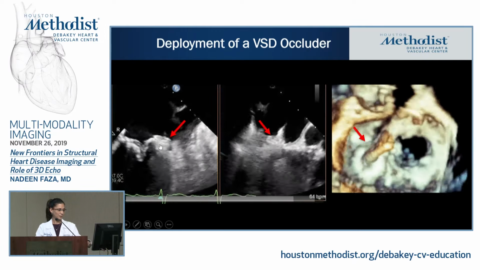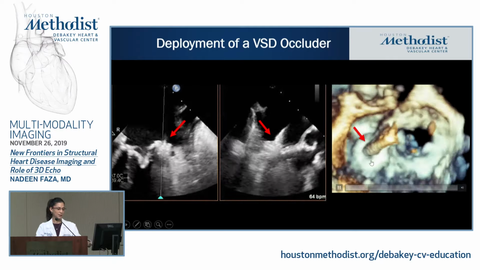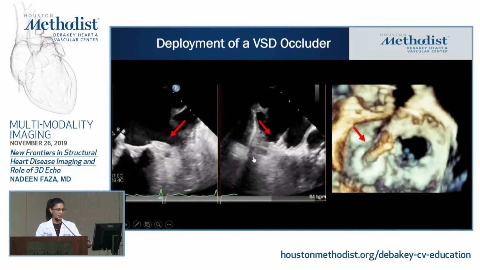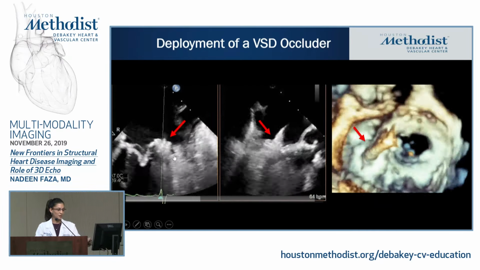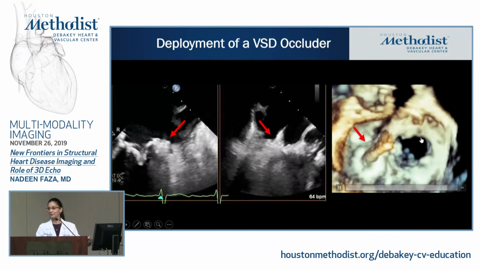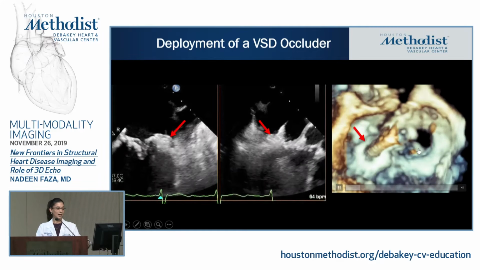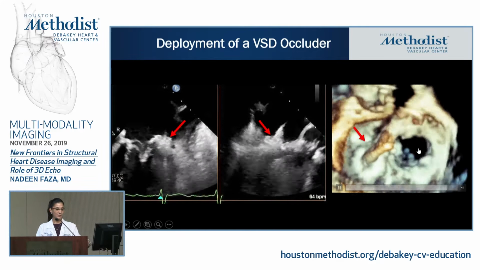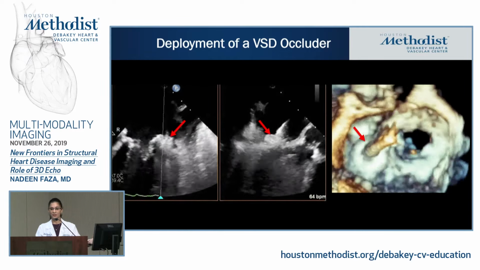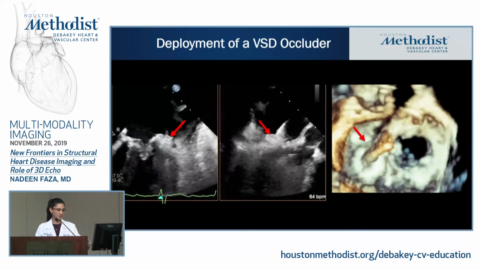And then we've deployed a VSD occluder. You can see it here, looks like a mushroom. And this is the catheter attached to it. Again, echo is important because you need to study the interaction of this device with the prosthetic valve that you have. You want to make sure that this device is not obstructing the valve. It's not causing any leaflets to be stuck either in systole or diastole, causing either severe MR or mitral stenosis.